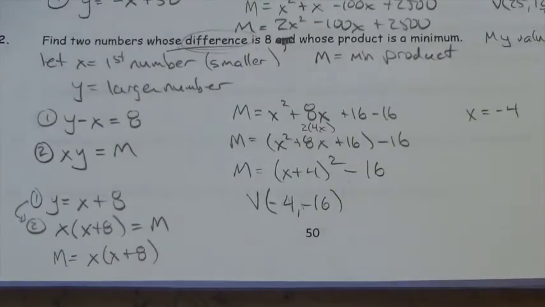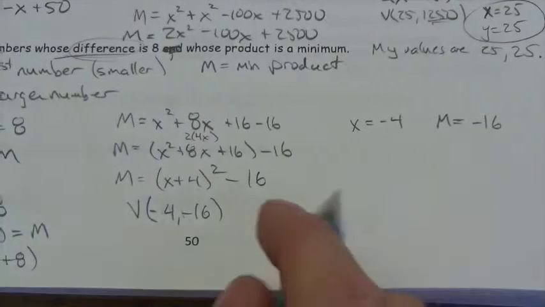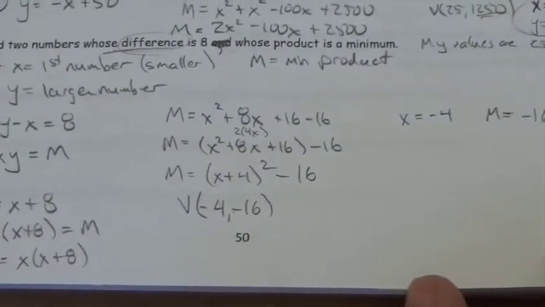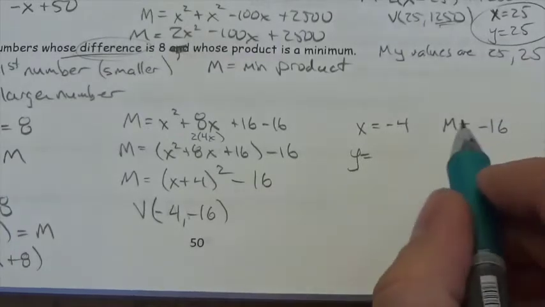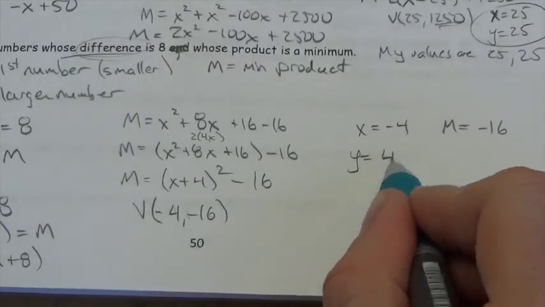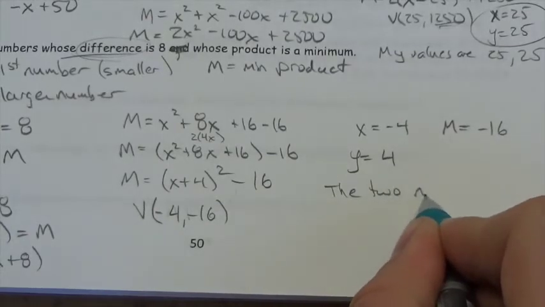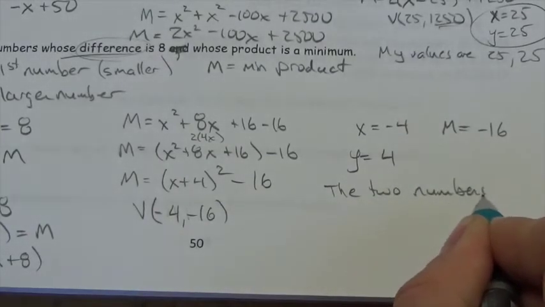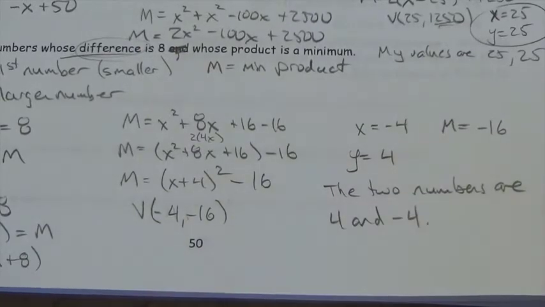So I have to find y here. But bear in mind, sorry, you can't see m. But I have an expression for y. It's x plus 8. So if x is equal to -4, x plus 8 is going to be +4. So therefore, the two numbers are 4 and -4.